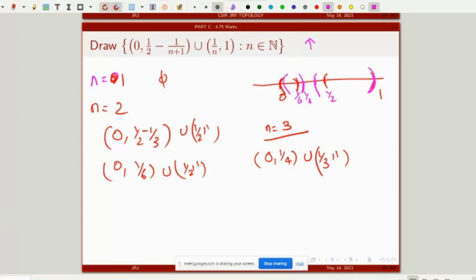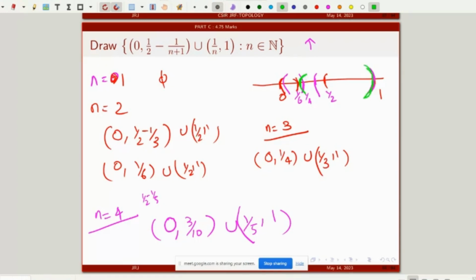Now if you take n equals 4, what happens? It is (0, 1/2 - 1/5), which is 3/10, union with (1/4, 1). So 1/4 comes somewhere here, and from here to here it is 0 to 0.333. With this one element itself, we are able to cover the whole (0, 1).